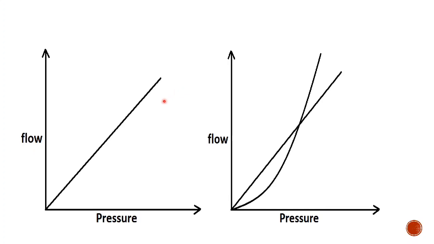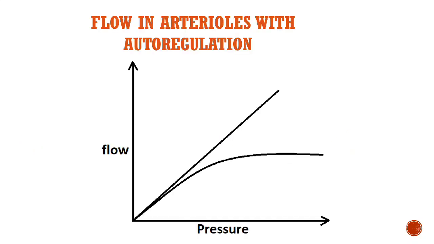But in real life, the blood vessels are not rigid and the fluid is not Newtonian. That's why the graph will come like this curve. And in the next picture, you can see flow in the arterioles with autoregulation. So the relationship between the flow and pressure will be like this. This linear line is in a rigid tube, and this line is in arterioles with autoregulation.